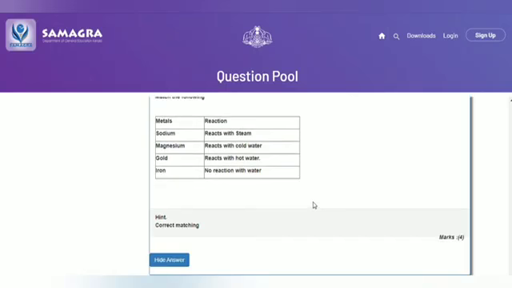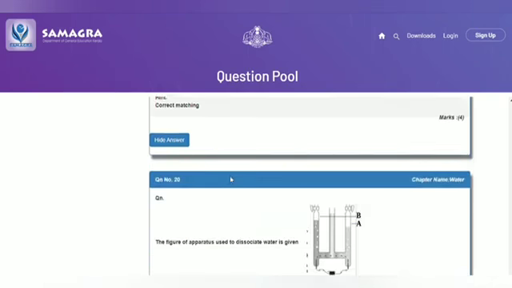In the match the following, metals and reactions are given. Sodium reacts with steam, that is right. Magnesium reacts with cold water. Gold reacts with hot water. And iron, no reaction with water.